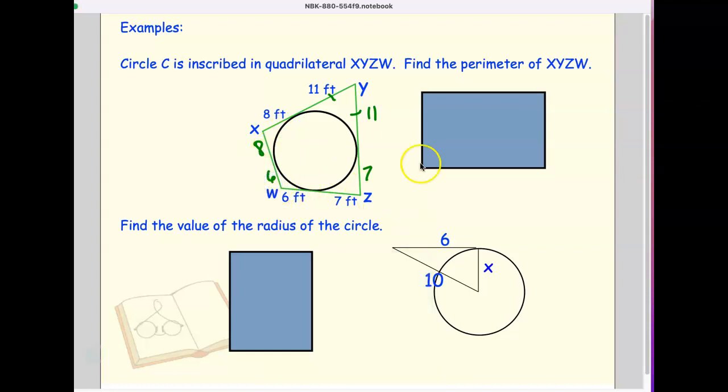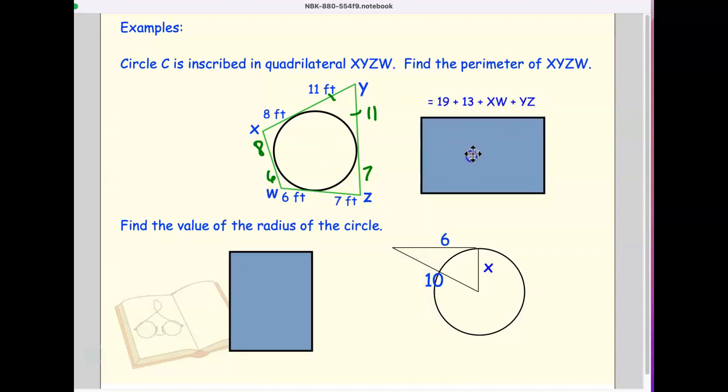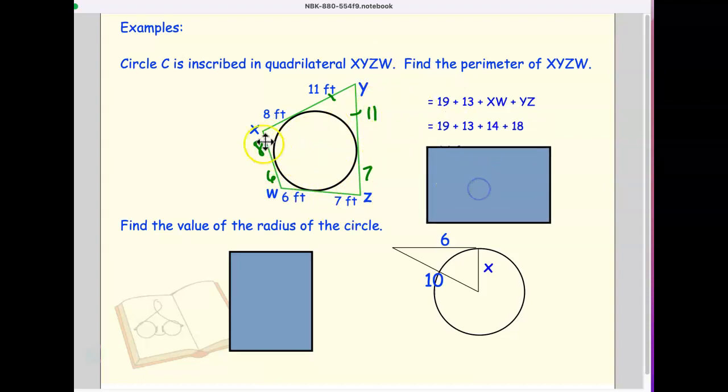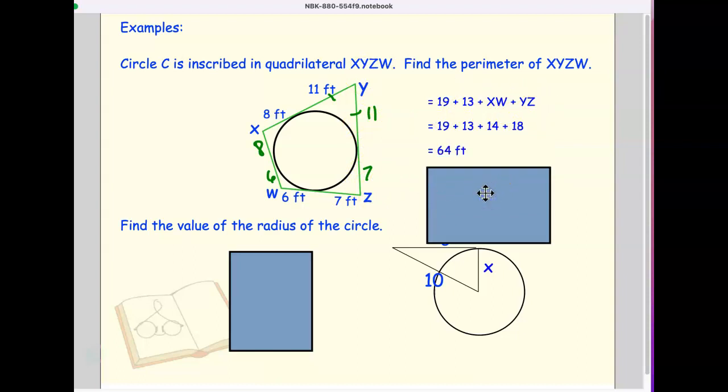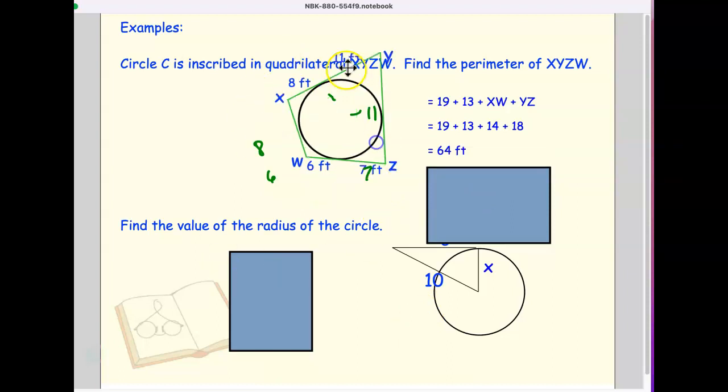So we didn't know YZ and XW. We knew 19 and 13, but we didn't know the other two. But now, because of that relationship, we do know. We know that WX is going to be 14, and we know that YZ is going to be 18. So we would just add all those together for the perimeter and get 64 feet as the distance all the way around.